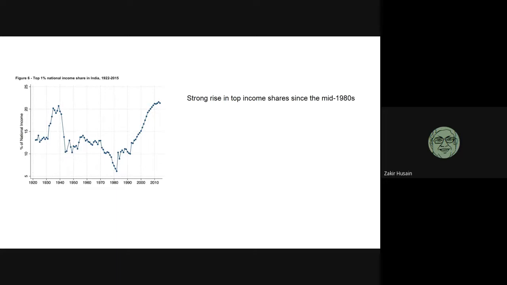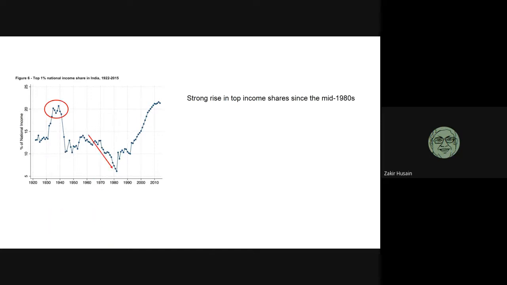Why the 70s? Because Indira Gandhi came to power and her focus was on social justice, Garibi Hatao. So that is why we can see a sharp decline in the top income share from the 1970s. And this continued till 1985, when Rajiv Gandhi came to power. After liberalization started, the top income share started to increase. And you can see it has risen very sharply, and it has become more than about 22-23%.